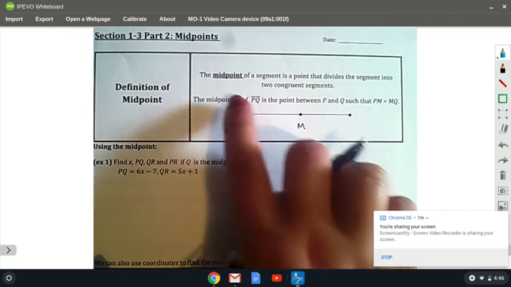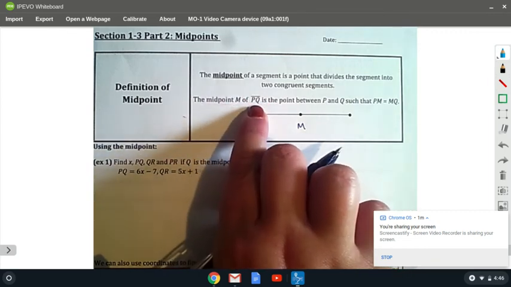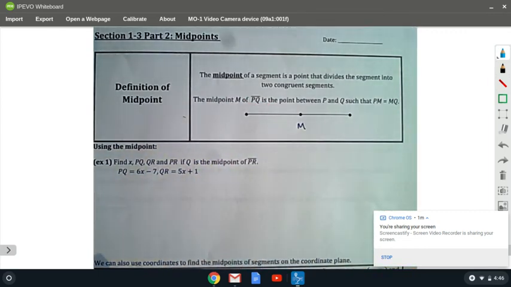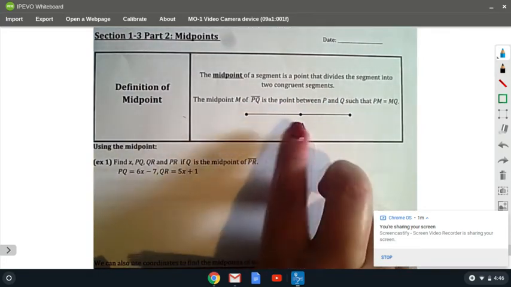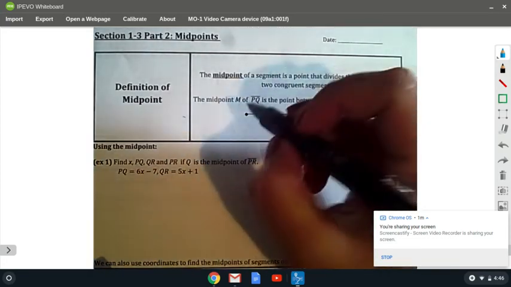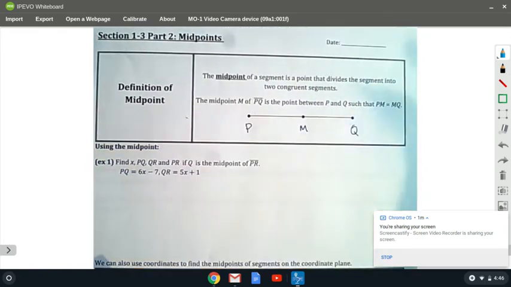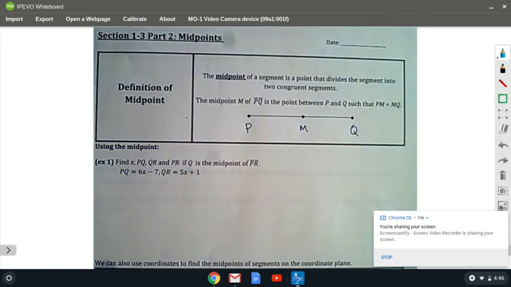So the midpoint M of segment PQ. So they're saying midpoint M is between P and Q, so that's why M's in the middle. It doesn't matter where you put P and Q as long as that M is in the middle. I always just go in order, but it doesn't matter what you do there.